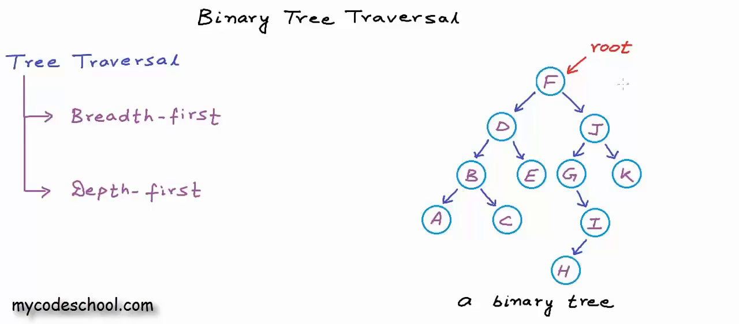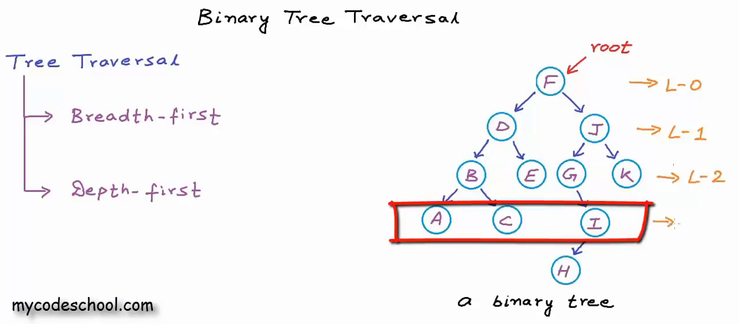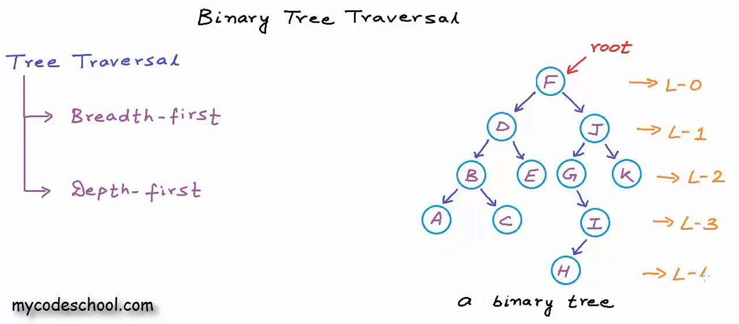In this binary tree that I'm showing here, this node with value F, which is the root node, is at level 0. I'm writing L0 here for level 0. Depth of a node is defined as the number of edges in the path from root to that node. A root node would have depth 0. These two nodes D and J are at depth 1. So we can say that these nodes are at level 1. Now these four nodes are at level 2, these three nodes are at level 3, and finally this node with value H is at level 4.